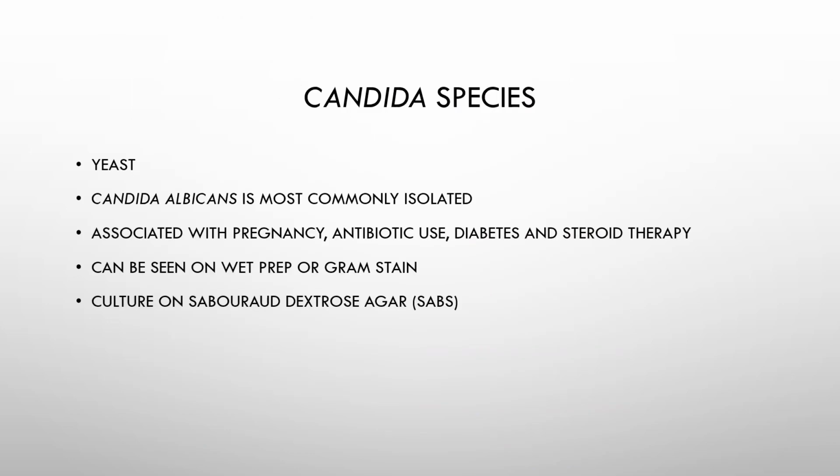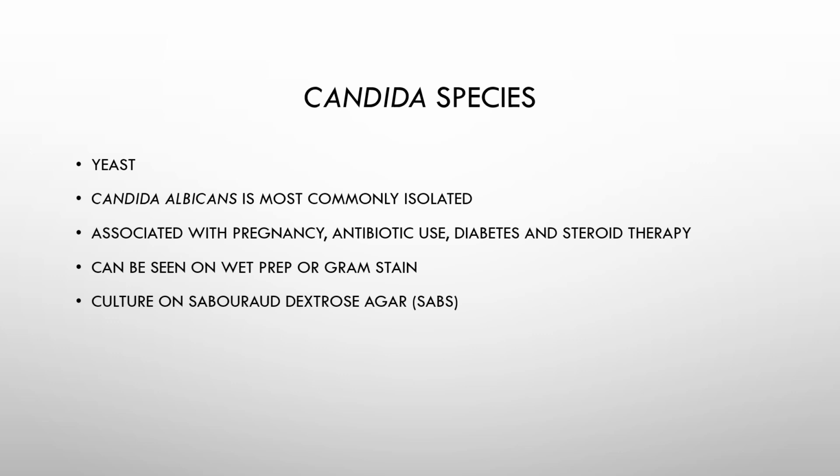Candida species is a yeast. And having a yeast infection is not considered having a sexually transmitted disease. In fact, 75% of all females will have a yeast infection in their lifetime. Yeast is usually Candida albicans. 50% of the time or more, you're dealing with Candida albicans. It is associated with pregnancy and the change of hormones, overuse of antibiotics, having diabetes, or being on steroid therapy. These are all reasons why a person can get a Candida albicans yeast infection.